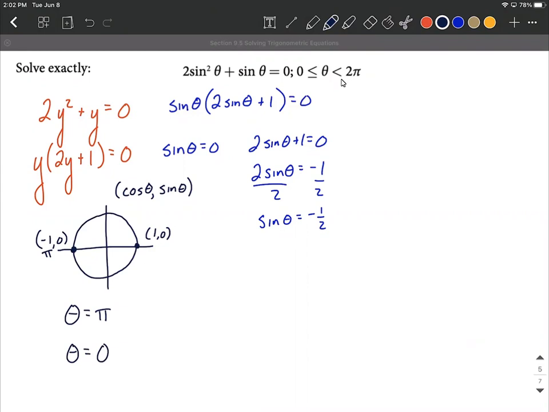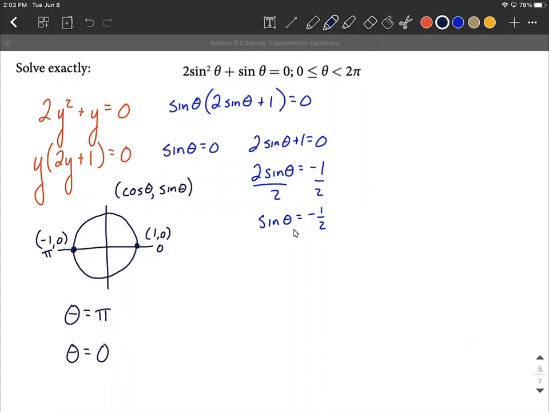But 2 pi would not be okay because it doesn't have the or equal to on it. So we'd say this first one is just going to be at 0 without rotating around at all. All right, so that takes care of this equation. We have 2 solutions there.